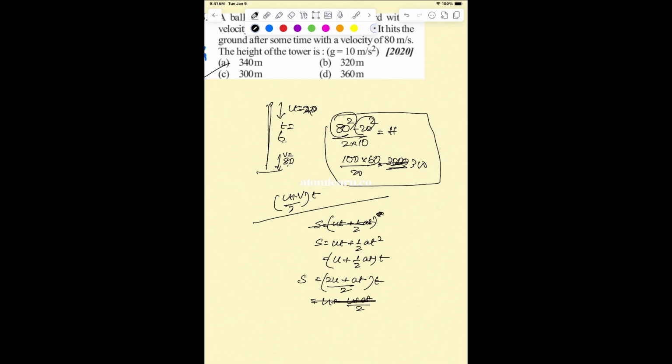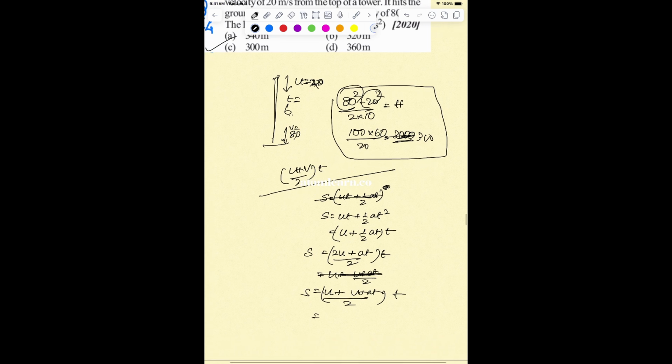This is equal to u plus at by 2, into t. Now this is nothing but S equal to (u plus v) by 2 into t, because u plus at is v. Correct? In some cases it may be even faster to do it by this particular formula.